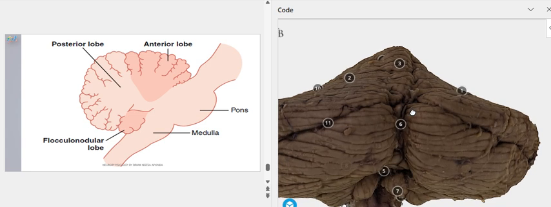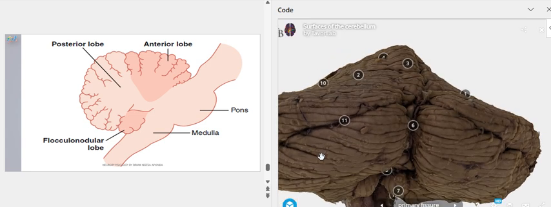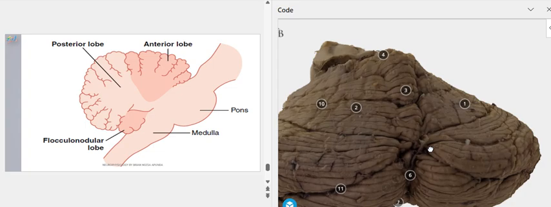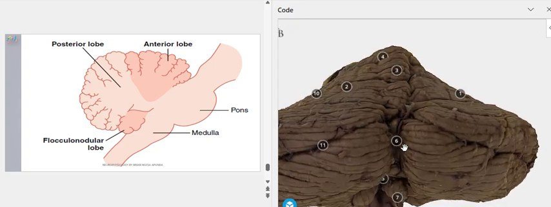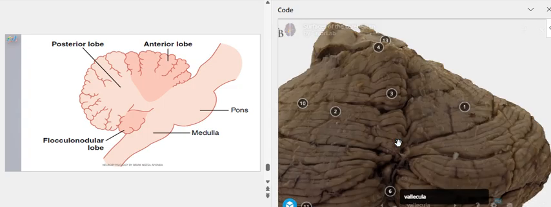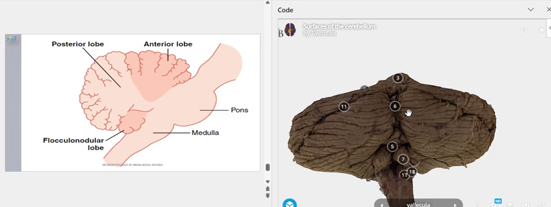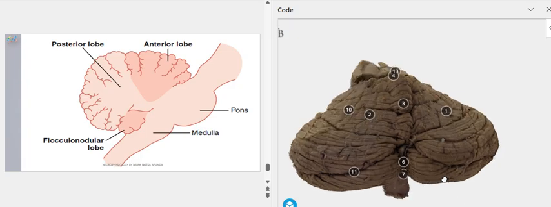But what you need to know is that the flocculonodular lobe is actually extended and not divided by the vermis. So the vermis terminates at this particular point. At this place, we expect some form of what we can call the nodule. So we have some nodule with an extension of the floccular part of the lobe.